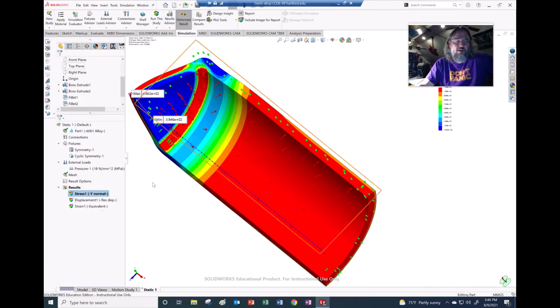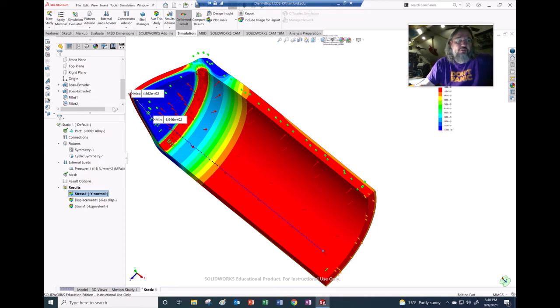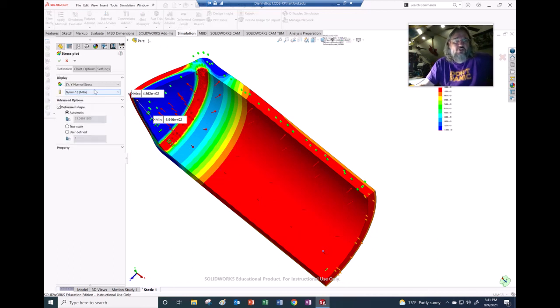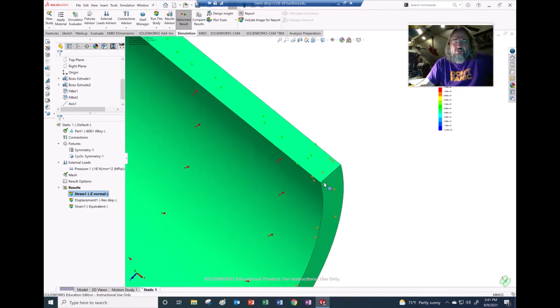All right, and let's also change it to see what the longitudinal is. I bet the longitudinal is going to be pretty good here. We'll edit the definition and change this. I forget, I think it was the Z. The Z was the one that got close. Yeah. So it should be actually almost exactly right there.